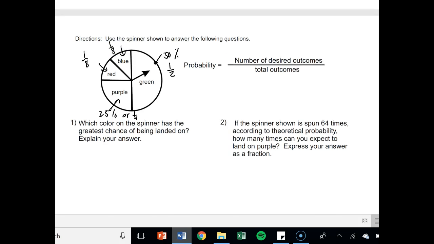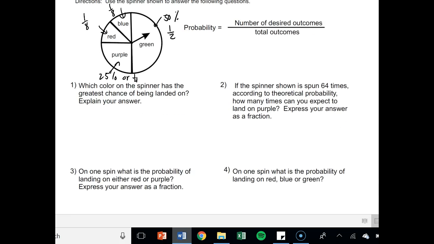So for number 1, it says which color spinner has the greatest chance of being landed on? Obviously that's green, because it is 50% and the greatest percentage of the spinner.